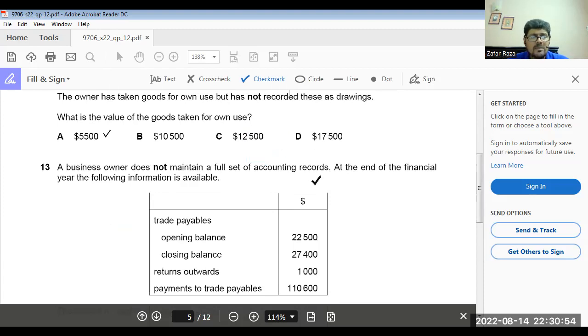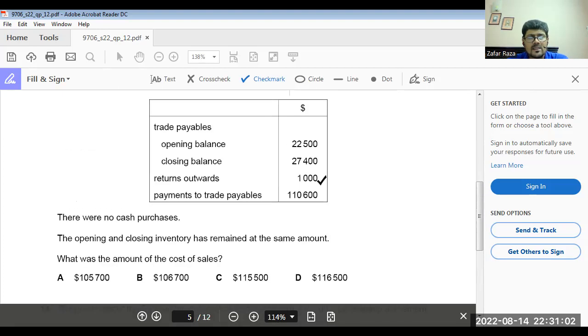Now, a business owner does not maintain a full set of accounting records. At the end of the financial year, the following information is available. Okay. Now, trade payables, opening balance, closing balance, return outward, payment to trade payables. There were no cash purchases, and opening and closing inventory remained the same. Okay. What is the amount of cost of sales?